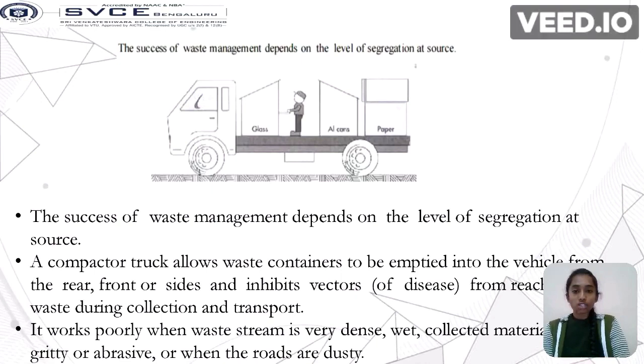The success of waste management depends on the level of segregation at source. A compacted truck allows waste containers to be emptied into the vehicle from the rear, front or side, and inhibits vectors from the waste during collection and transport.